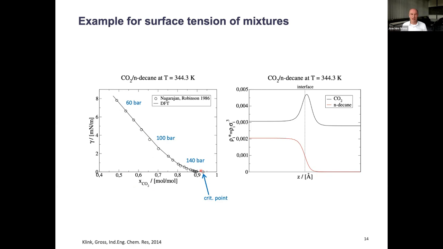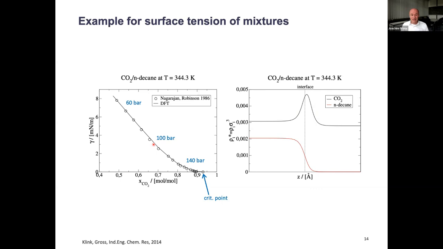At some intermediate pressure, we can calculate the density profiles, and we see that carbon dioxide substantially accumulates at the interface, and this is confirmed by molecular simulations. This is really not an artifact. And the line is a prediction and the symbols are experimental data.